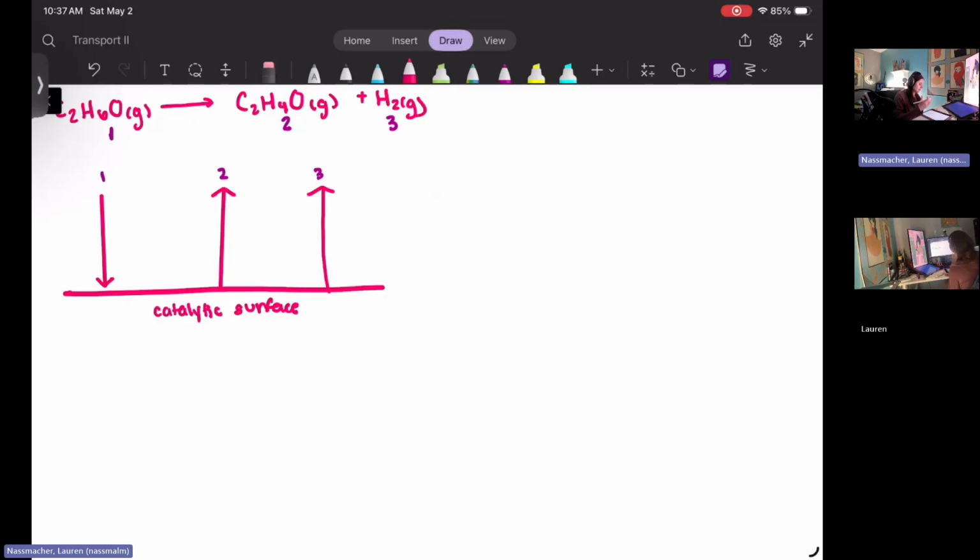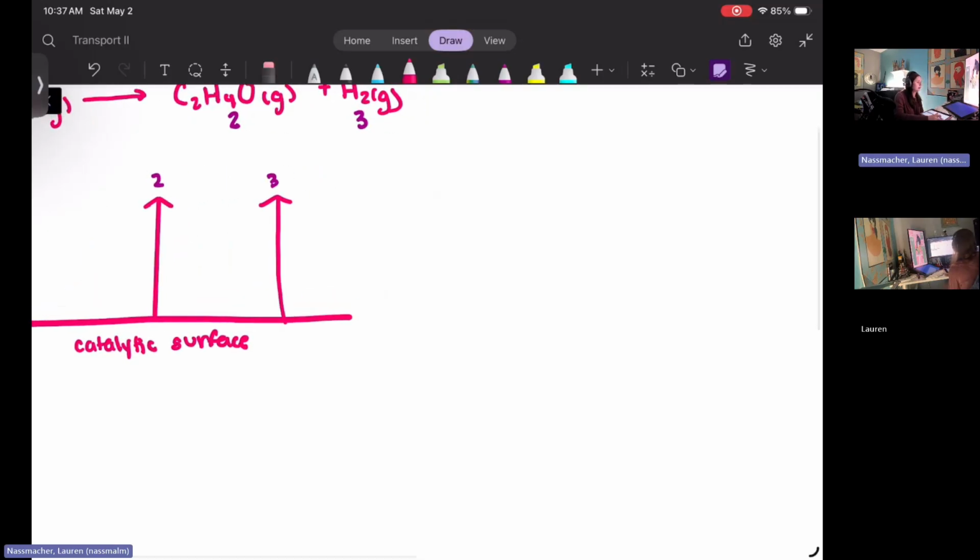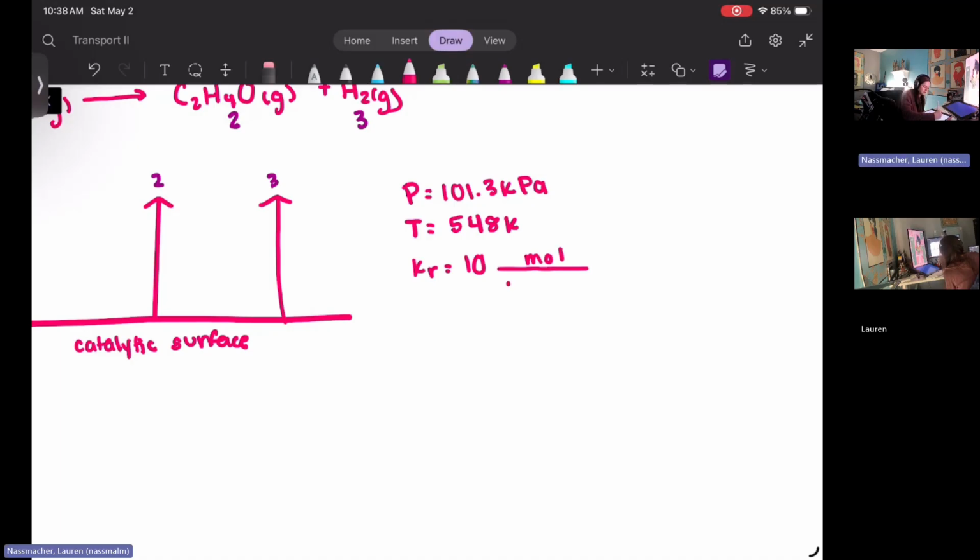We have some information here about our pressure and our reaction rate. So our pressure is going to be equal to 101.3 kilopascals. Our temperature, we're also given that, is 548 Kelvin, and our reaction rate is 10 moles per meter squared second mole fraction.